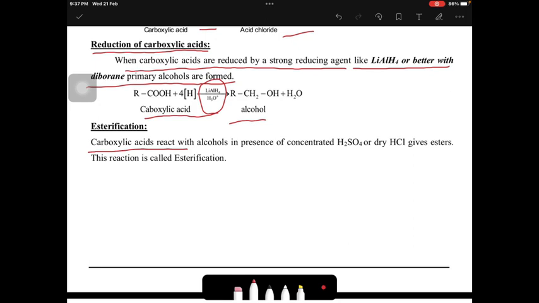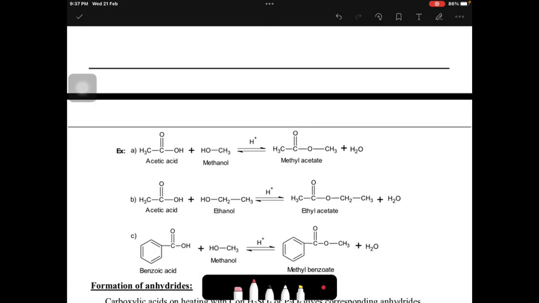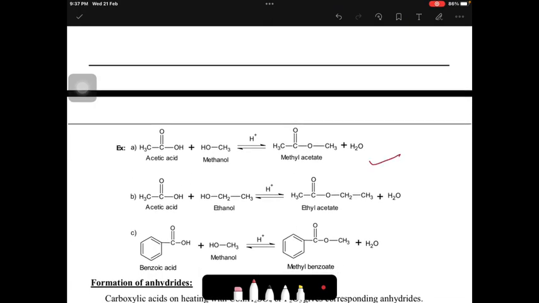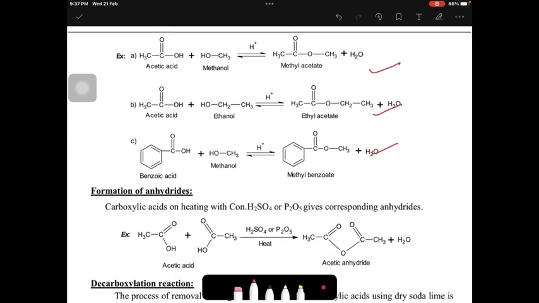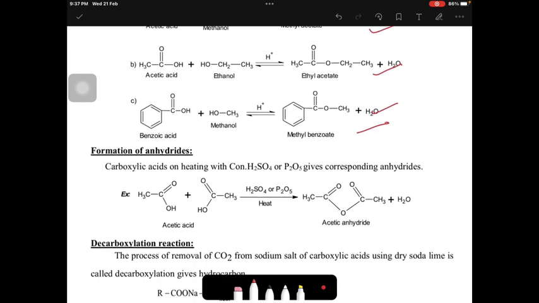Esterification. Carboxylic acid reacts with alcohol in the presence of concentrated H2SO4 or dry HCl to give an ester. This reaction is called esterification. Many examples are given. Note down this example, pause the video, take a screenshot and note down these examples.